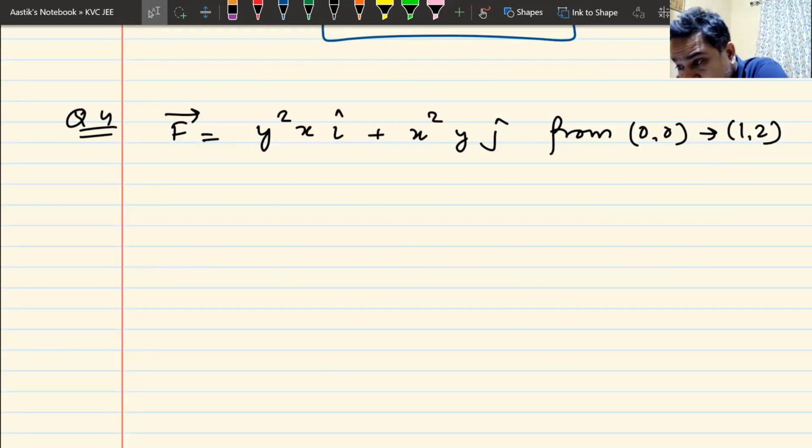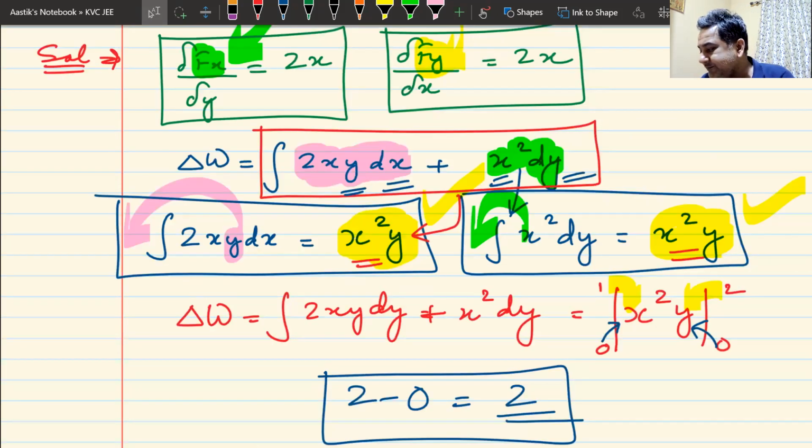Okay. So if you have done that previous question, here comes the next one. I have a force. You can see the force is y squared x i hat plus x squared y j hat. Sir, can you explain the previous one? Show the previous sum, sir. You want to see it? What have you not understood?